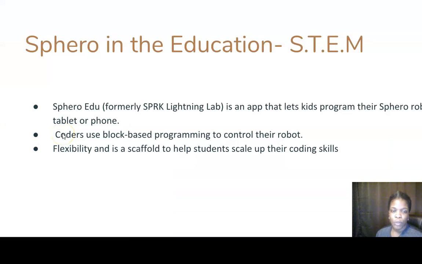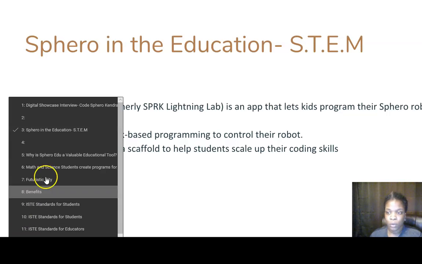Spirals in education: STEM or STEAM, science, technology, engineering, and math. And if you add the A, you have STEAM, which adds the art component to it. So Spirals for Education, formerly known as SPRK Lightning Lab, is an app that lets kids program their robots from a tablet or phone using coding or text messaging. Coding can be used in the block-based form to control their robots. It's flexible and is a scaffold to help students scale their coding skills.